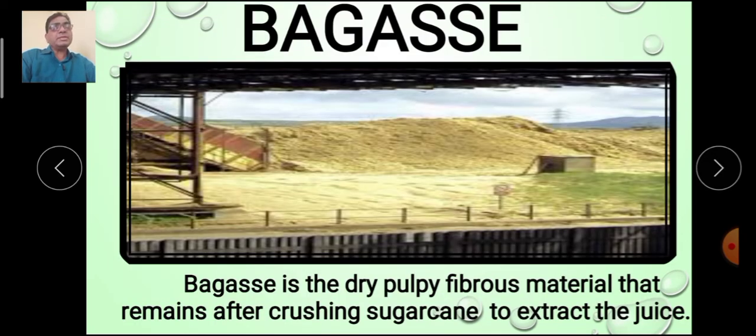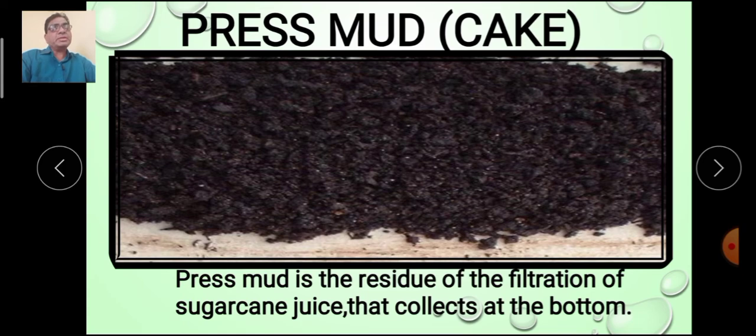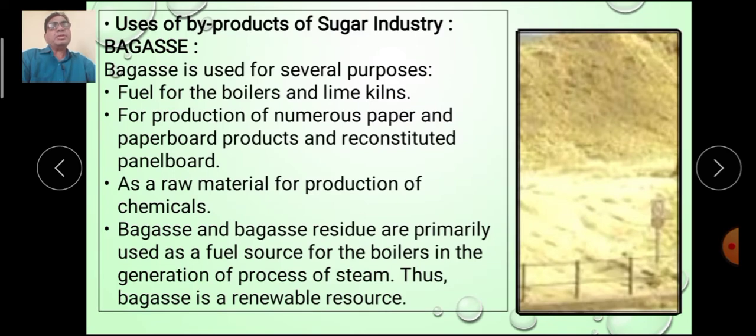This is the bagasse, that is a dry pulpy fibrous material that is remaining after crushing the sugar cane to extract the juice. This is a bagasse yard, where it is stored. This is the molasses, that is a thick dark brown liquid. You have studied this in the refining process. This is press mud, a residue of filtration of sugar juice that collects at the bottom. Now let us see the uses of these byproducts.